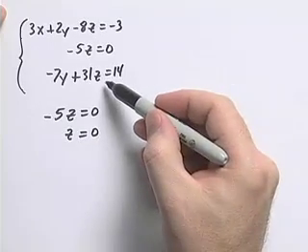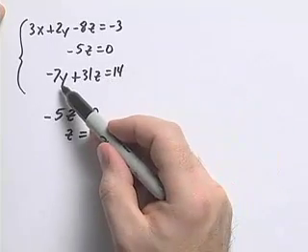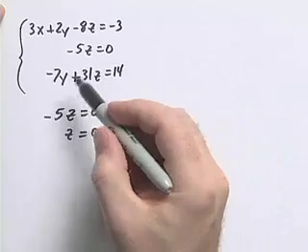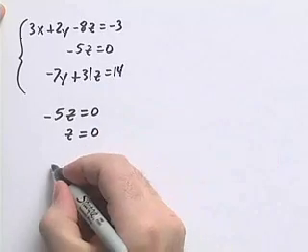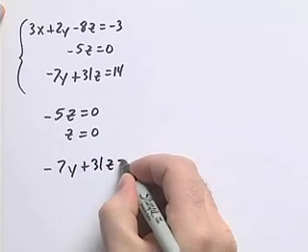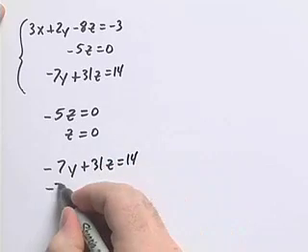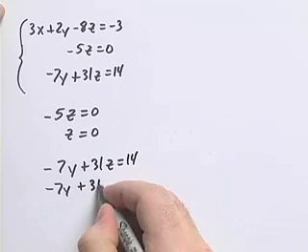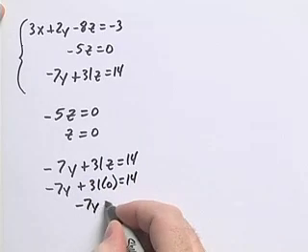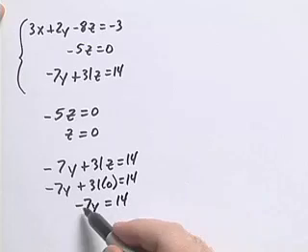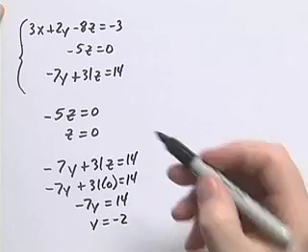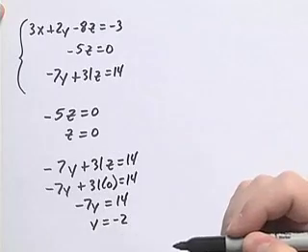When we look here at our third equation, we notice that this equation depends on y and z. We know the value of z already, so we can back substitute that into our third equation. Negative 7y plus 31z equals 14. We're going to plug in our value for z, 0. So we end up with negative 7y is equal to 14. Divide both sides by negative 7, so y is equal to negative 2. So now we know the value for z, and we know the value for y.